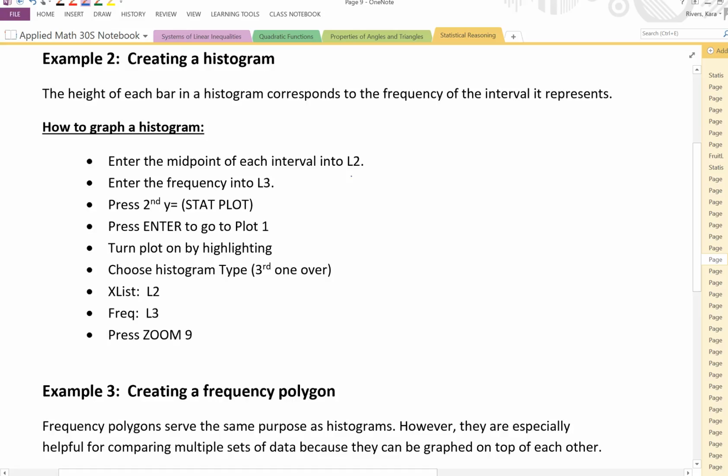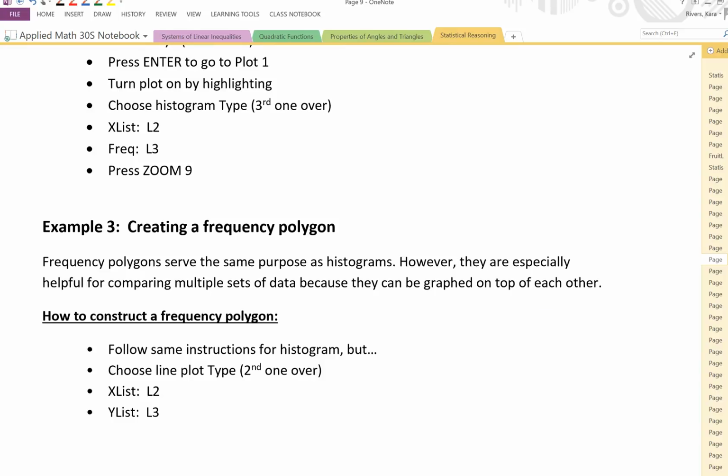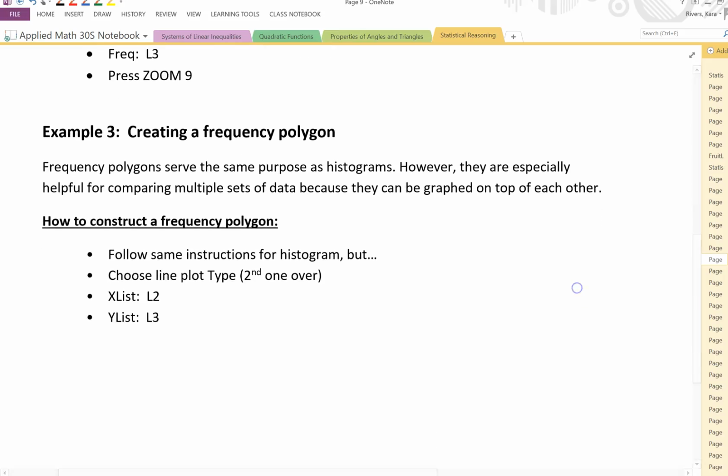Now if we go back to our notes, we've gone through all that. We can create a frequency polygon, which is just another way of visually representing our data. Frequency polygons serve the same purpose as histograms, however they're specifically helpful for comparing multiple sets of data because they can be graphed on top of each other. So for example, if I have another set of data and I created another frequency table and graphed that, I can graph the 2 frequency polygons simultaneously and you can compare them.